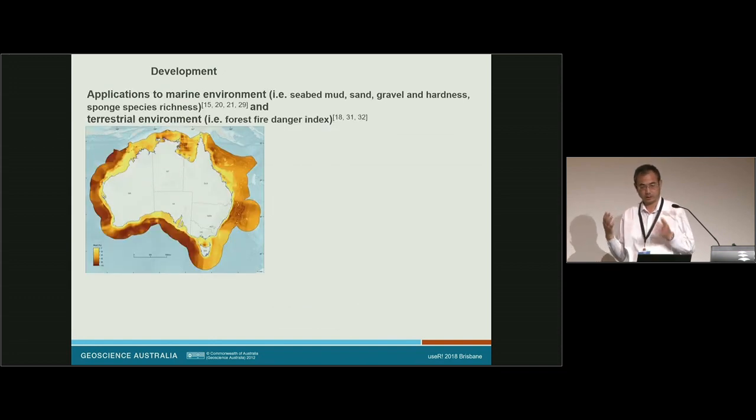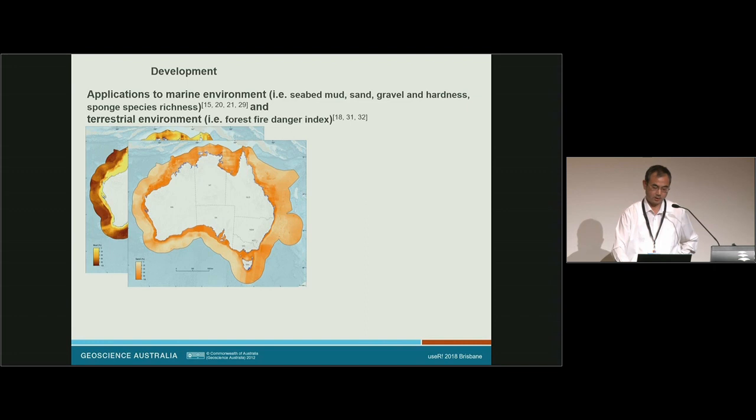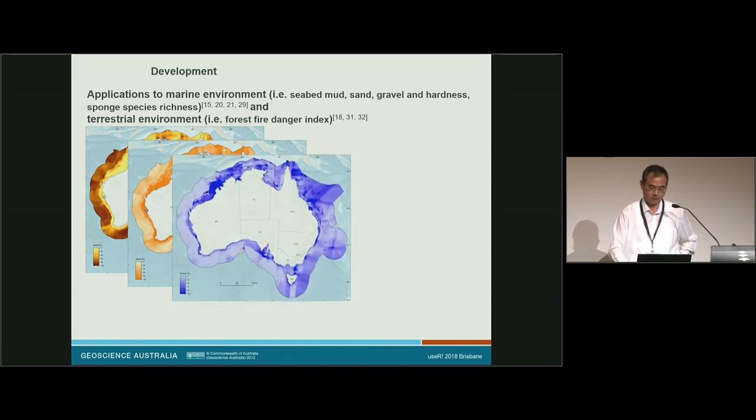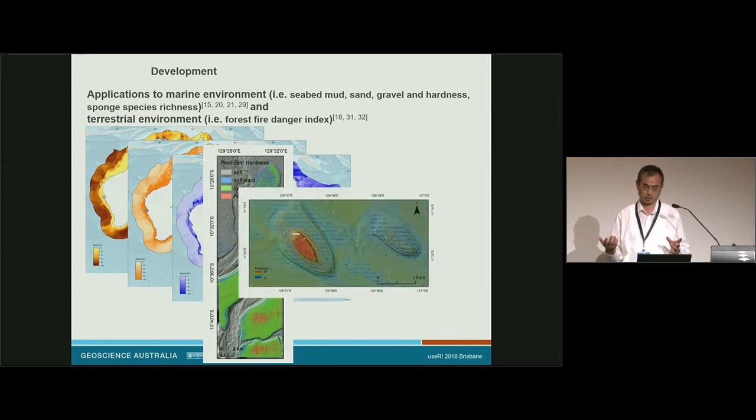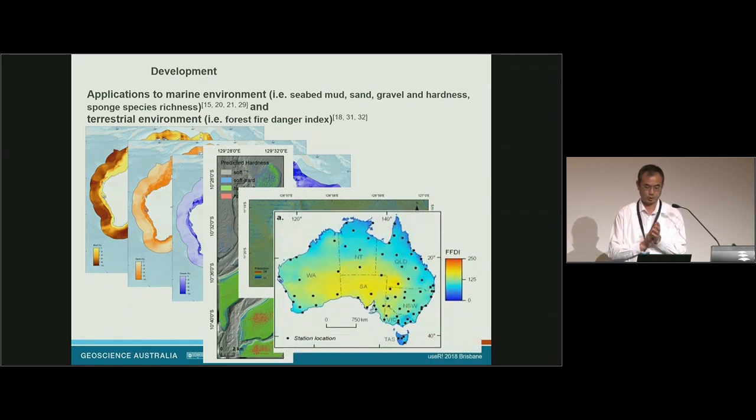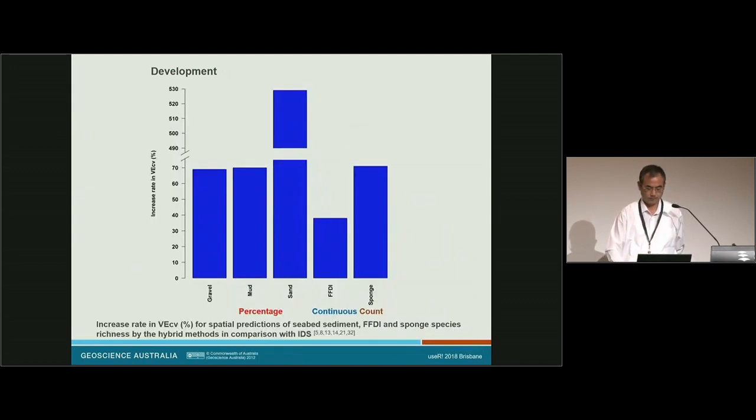And actually, the methods in the R package have been tested and applied to a lot of variables like seabed mud, sand content, and gravel, seabed hardness, and the sponge species richness, and even to terrestrial data, that is the forest fire danger index. This is the performance of those methods. Generally speaking, they increase the accuracy rate by 40 to 500%.